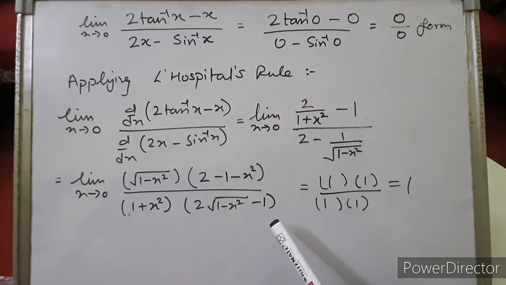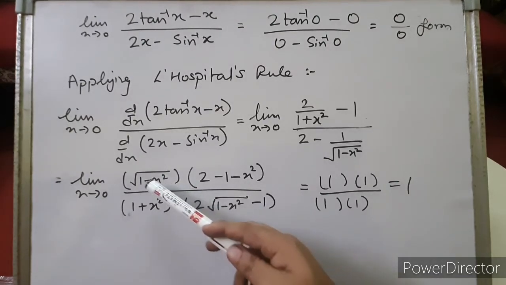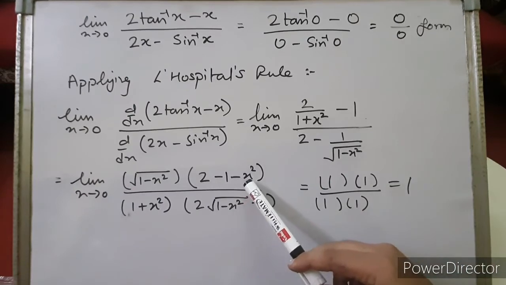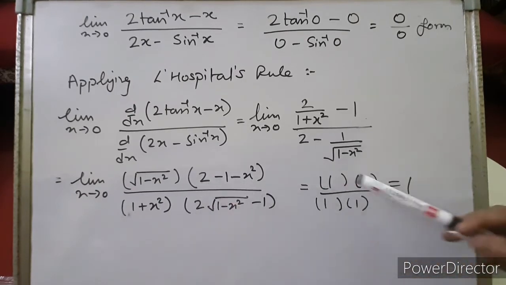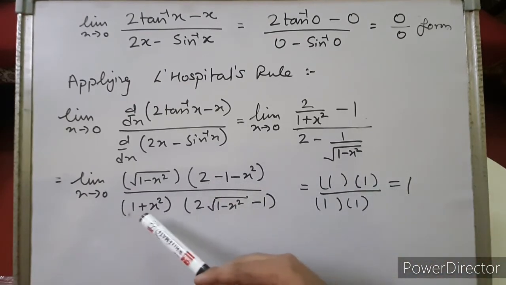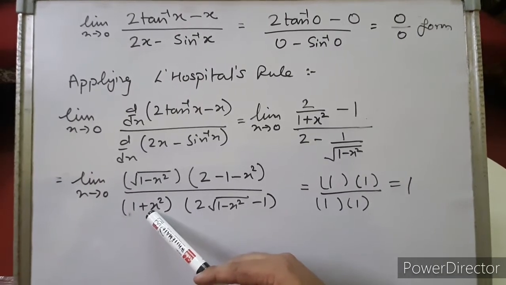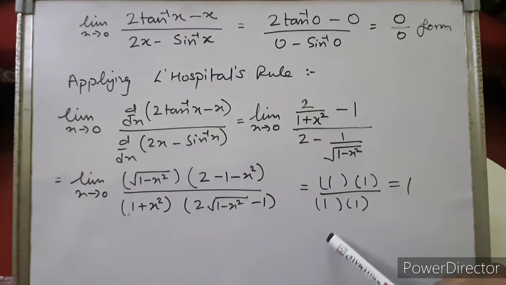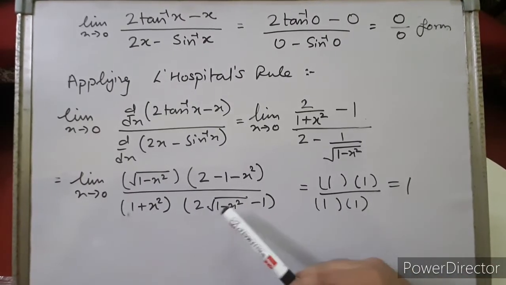Now let's see whether we are getting an indeterminate form again or not. So what we'll do, we'll substitute the limit which is 0. When you put x equals 0 here, 1 minus 0, under root 1 will be 1. When you put x equals 0 here, 2 minus 1 will be 1. Similarly, if you put x equals 0 here, 1 plus 0 will be 1. And this will become 1 minus 0, which is 1.